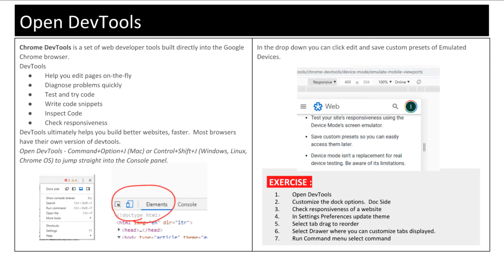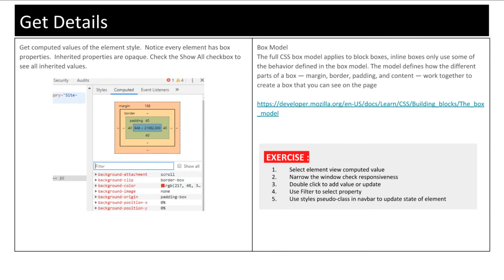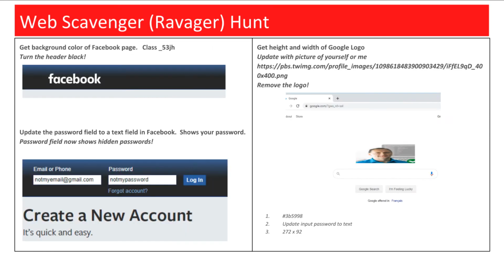So we're going to be talking about different ways to open up DevTools, and then the elements panel. This is really important with HTML and CSS and how you can manipulate these various elements, get style properties, and look at the box model of the element. And we're going to be then brought to our first scavenger hunt.